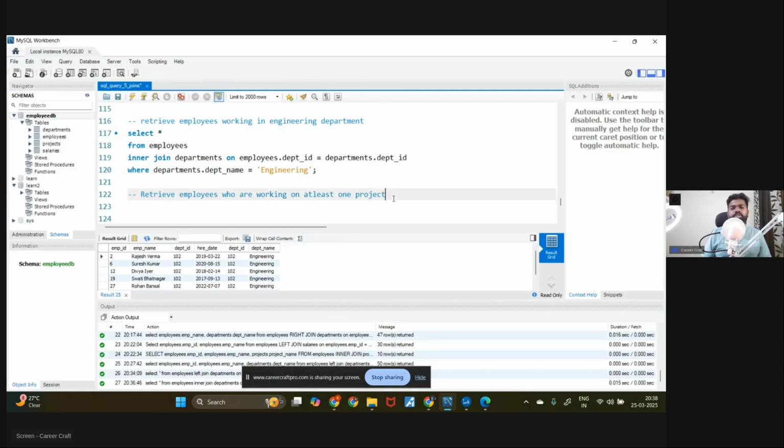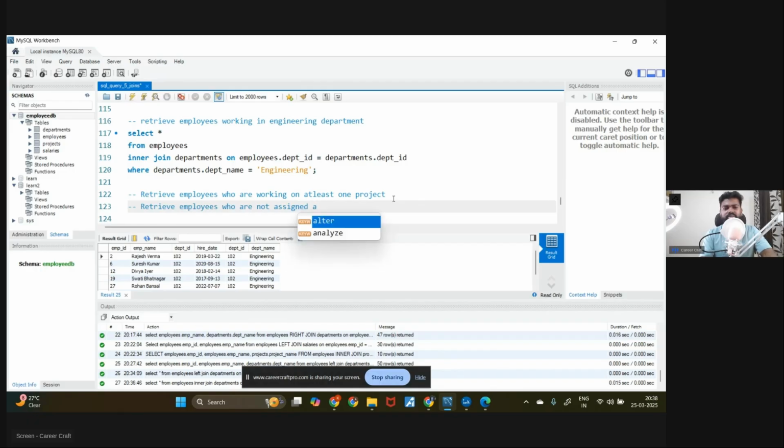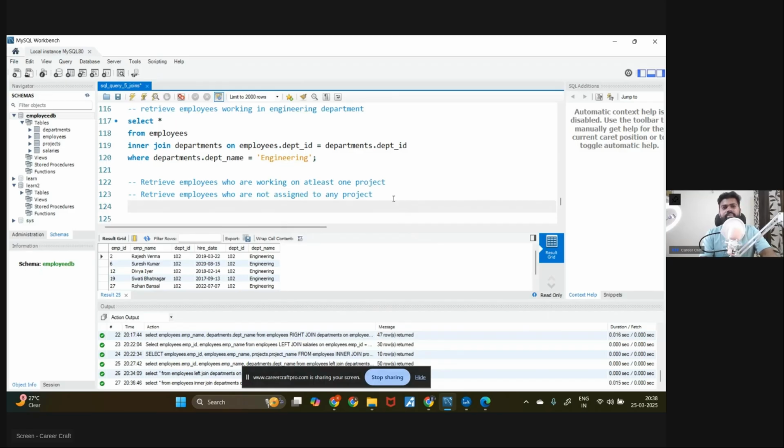Actually, there is one more question. Look at this only, it just came to my mind. I don't know the solution. Retrieve employees who are not assigned to any project. Right. One more question.